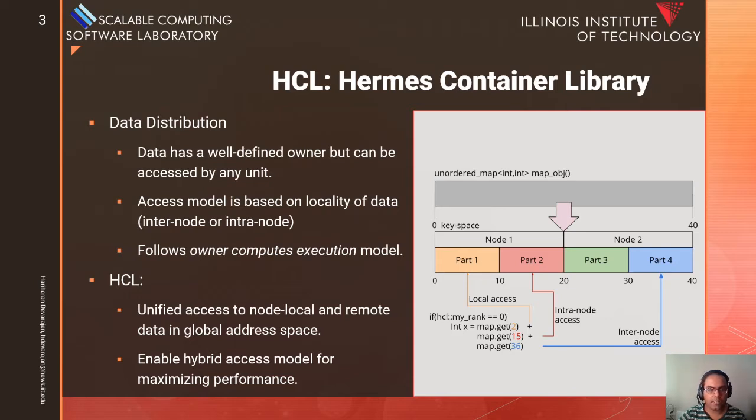A call within HCL can be a local access within its own partition, an intra-node access to a partition within the same node, or an inter-node access for accessing partitions in different nodes. HCL handles these three calls differently. For local and intra-node access, HCL uses the shared memory model, and for inter-node access, HCL uses an RPC call. This hybrid access model translates to performance benefits within HCL.